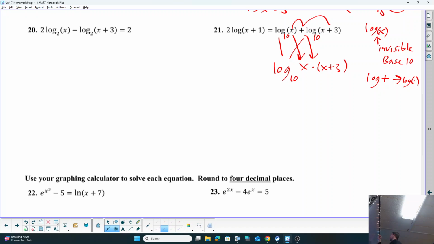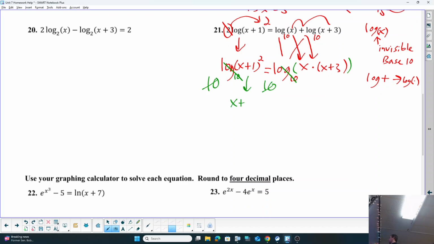Okay, so then we bring down this guy. Don't forget to remember the properties of logs. The 2 goes up to the power. So we have log of x plus 1 all squared equals that guy. And because the 2 moves up, and this is technically log base 10, now we can shove a 10 underneath both of them. And that gets rid of log base 10. So now we have x plus 1 all squared. This is a toughie. Equals x times x plus 3.